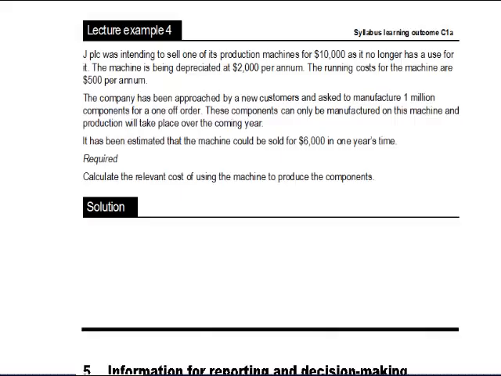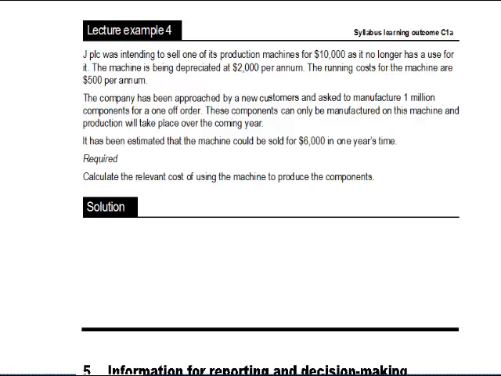Let's look at the scenario. JPLC was intending to sell one of its production machines for $10,000 as it no longer has any use for it. The machine is being depreciated at $2,000 per annum, and the running costs for the machine are $500 per annum. The company's been approached by a new customer asking it to manufacture 1 million components for a one-off order. These components can only be manufactured on this machine, and production will take place over the coming year. It's been estimated that the machine could be sold for $6,000 in 1 year's time. We've got to calculate the relevant cost of using the machine to produce the components.